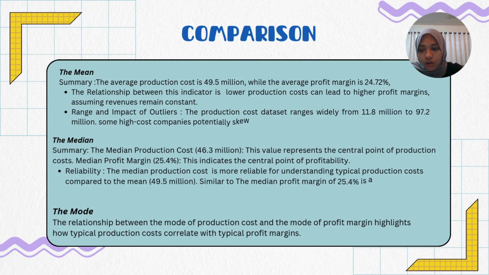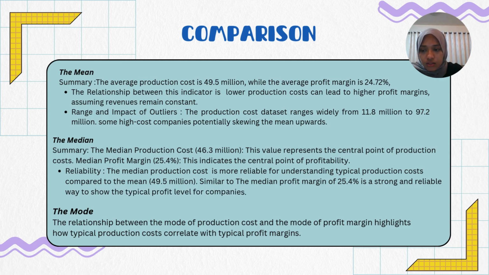Range and impact of outliers. The production cost dataset ranges widely, from 11.8 million to 97.2 million, with some high-cost companies potentially skewing the mean upwards. The profit margins are relatively consistent across companies with less drastic variation, suggesting a more stable profitability trend compared to production costs. To conclude, companies with lower production costs and higher than average profit margins are likely operating more efficiently.